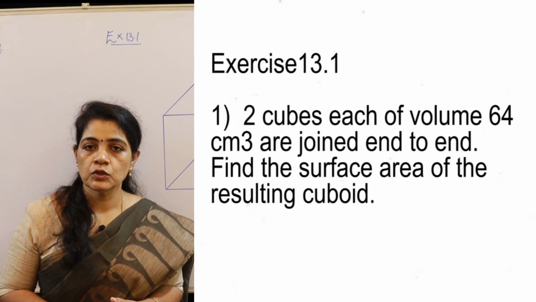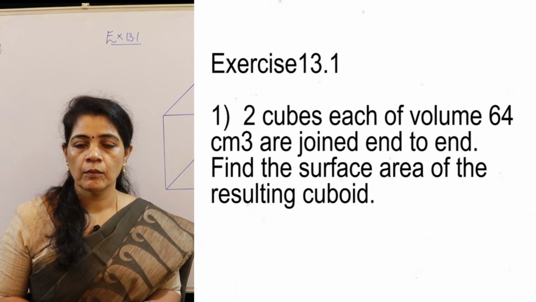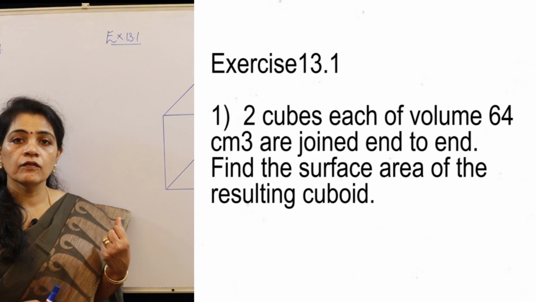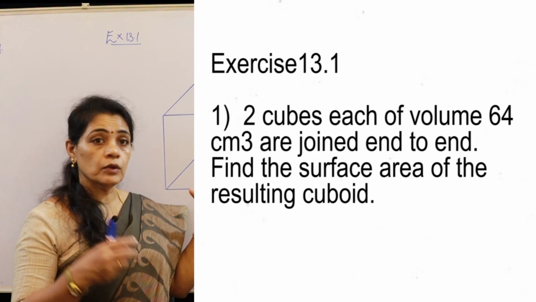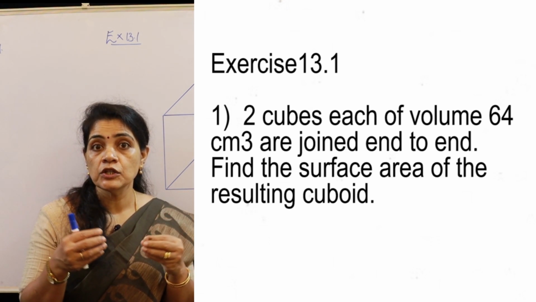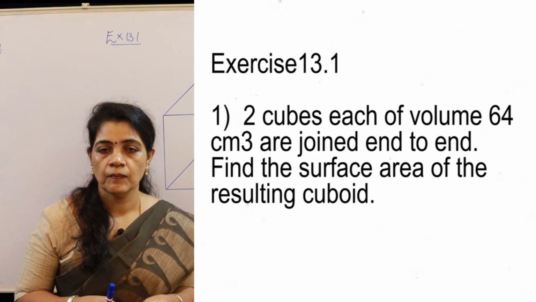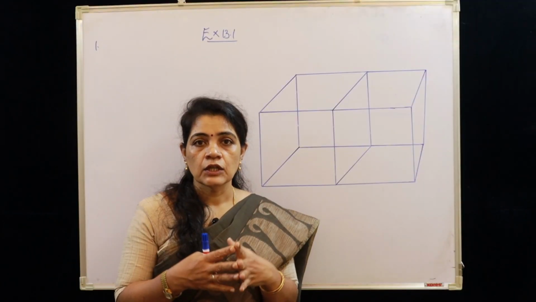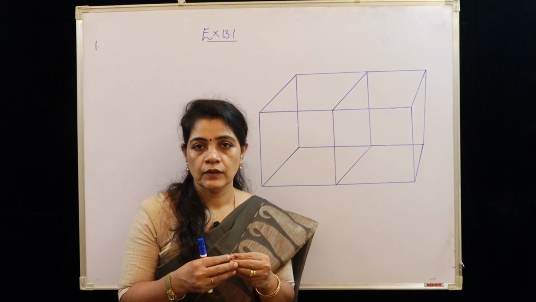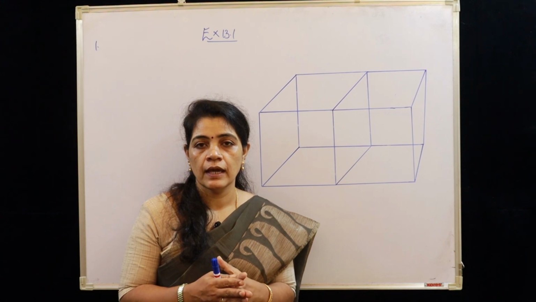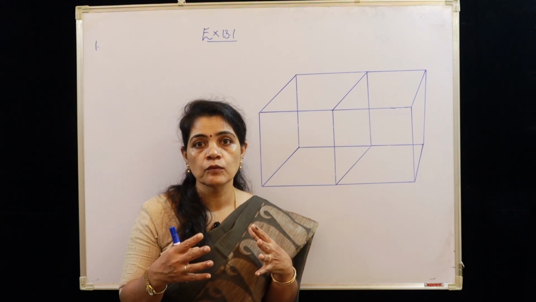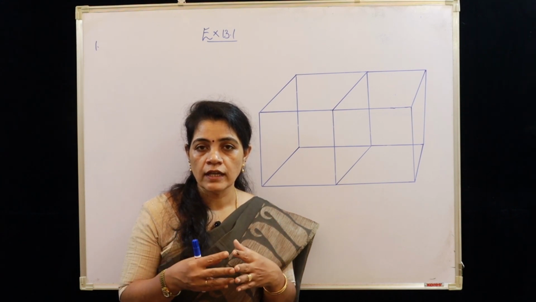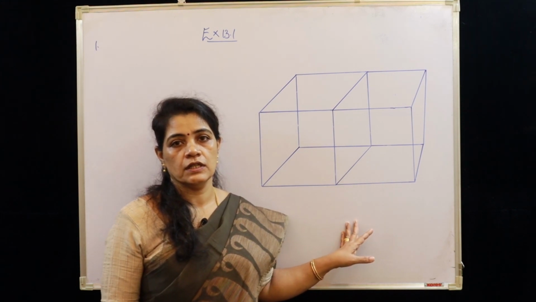So let us move to exercise 13.1, problem number 1. In this question, we are given two cubes that are joined end to end. That means when you join two cubes together end to end without overlapping, they exactly coincide. Two cubes of the same side, the same edge, are joined end to end. That is given in the question.